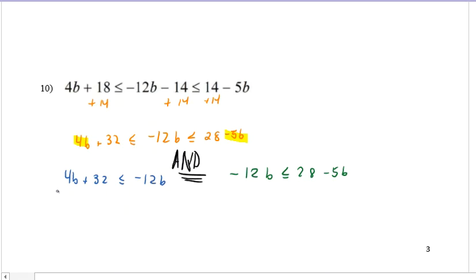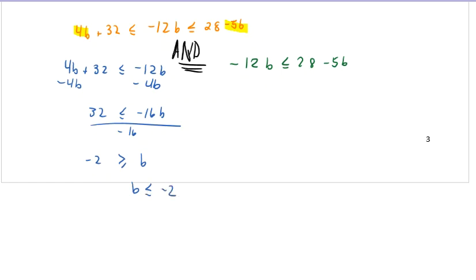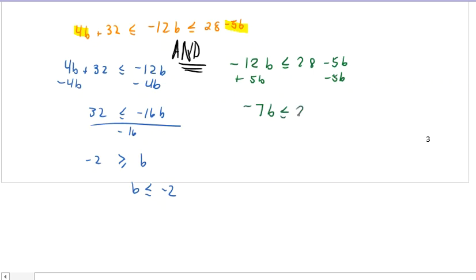So solve each of these. 32 is less than or equal to negative 16b, divided by negative 16. We have negative 2 is greater than or equal to b. So this is saying b is less than or equal to negative 2. Now this one, we add our 5b. Negative 7b is 8. 7. 8 is greater than or equal to negative 4.